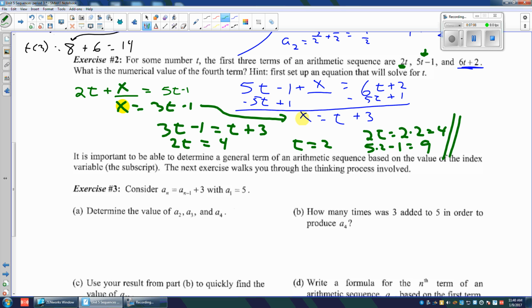Let's check it out again. And then 6 times 2 is 12, plus 2 is 14. So the common difference is again 5. So the 4th number has to be 14 plus 5, which is 19, because that is the common difference. It asks what the 4th number is: first, second, third, 4th. Bingo.